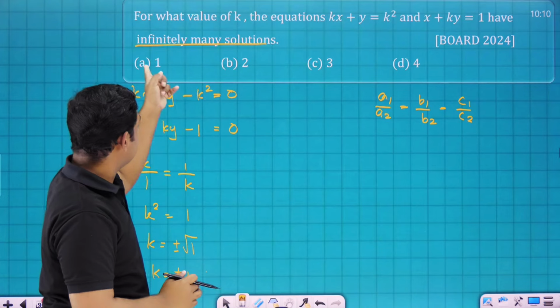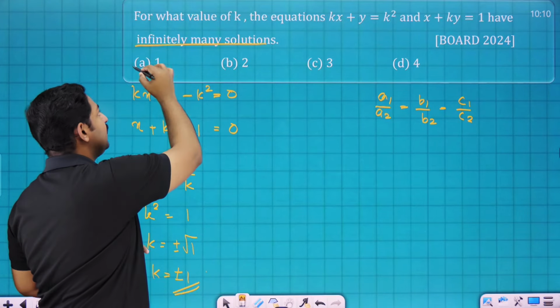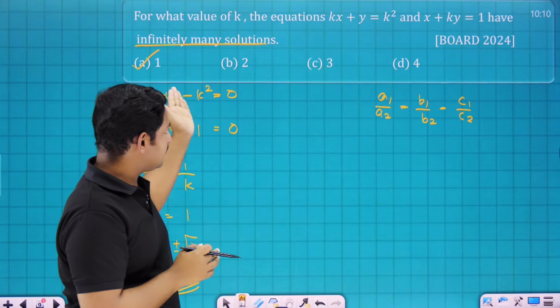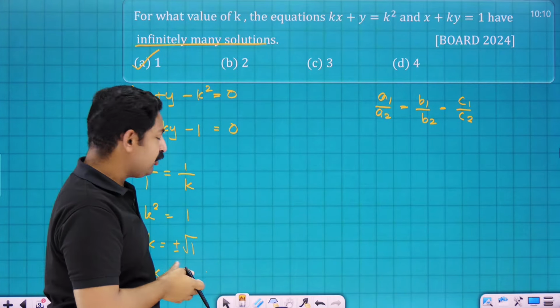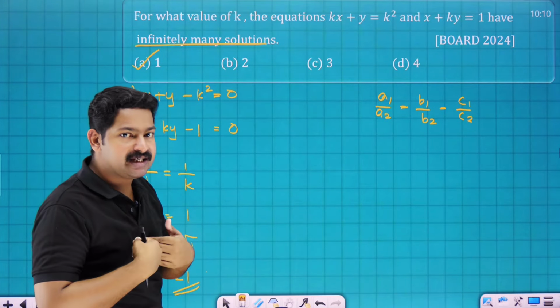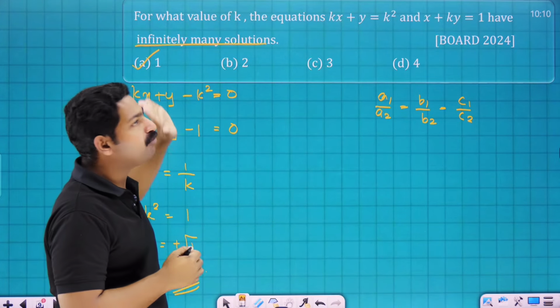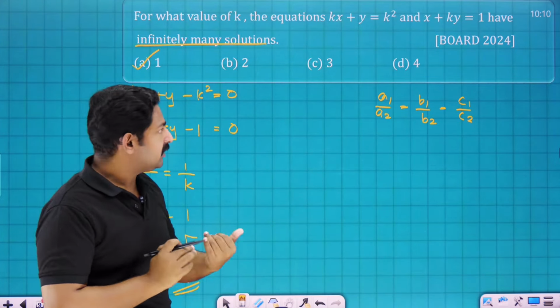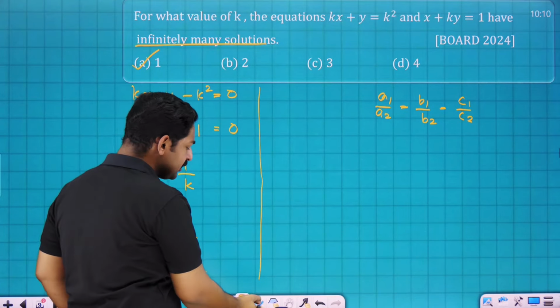So here option 1 is there, right? So we will be taking the value 1. But there is one more reason for that. If it is an MCQ, then it is okay, because the value of k we got is 1 and minus 1, so we are taking k equal to 1 because in the options only 1 is there. So we will be choosing that as the correct answer. But one more reason is there.